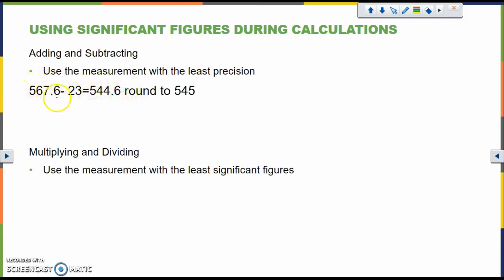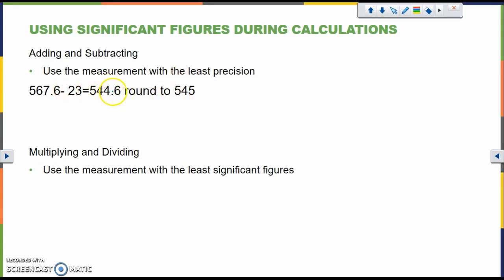If we look at this one, this is subtraction. So we will look here. This is in the tenths place. This measurement is in the ones place. Which one is the least precise? This is the least precise because this is in the ones place. So our answer also has to be in the ones place. And that's why we round to 545.